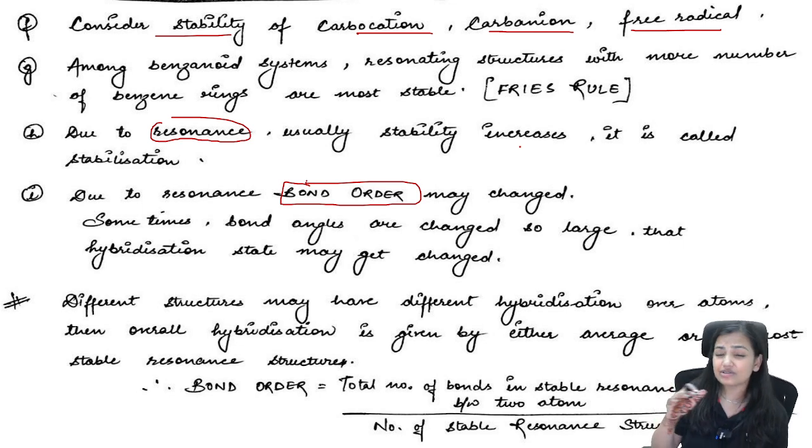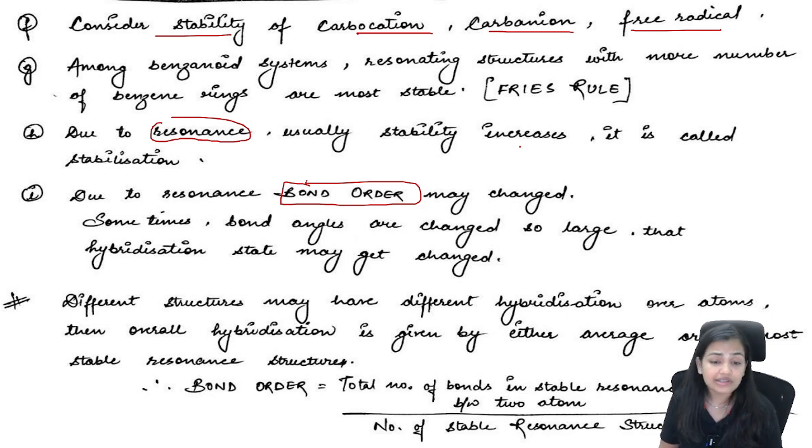Because resonance is a game changer. It changes your bond order, it changes your bond angle, it changes your hybridization, it changes your bond length. Resonance is a game changer. So if you want the correct answer for all such questions, you need to know the most stable structure. The most stable structure or the resonance hybrid structure is going to decide the answer for the bond order, bond angle, hybridization or bond length, and so on.